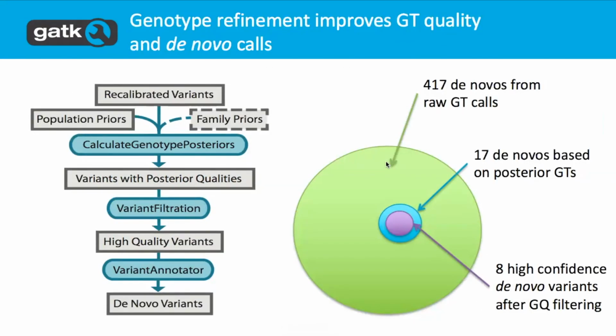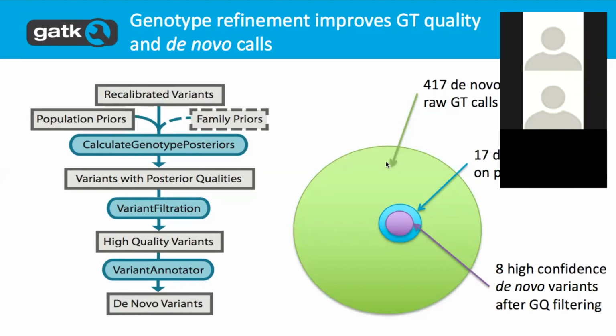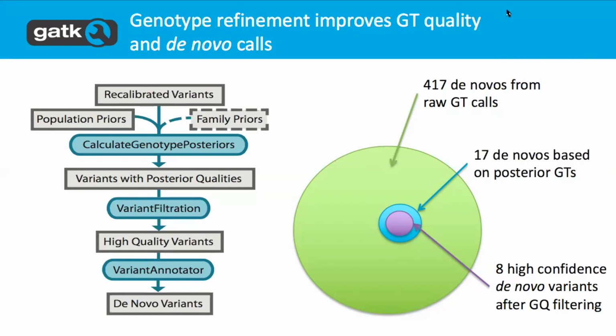All right, so we spoke about this earlier, adding population priors or family priors helps you. How do we get rid of that? Okay, never mind. Is that something I did? No. Yeah, this works.